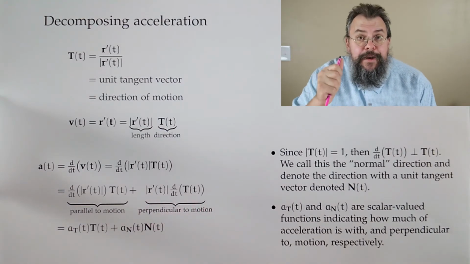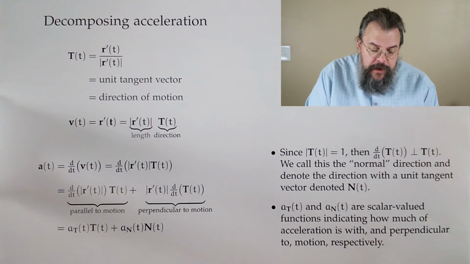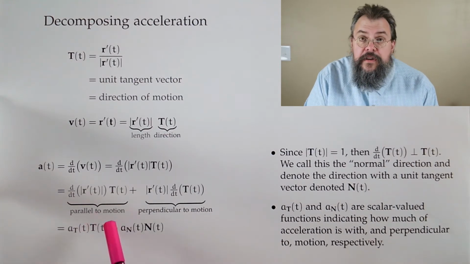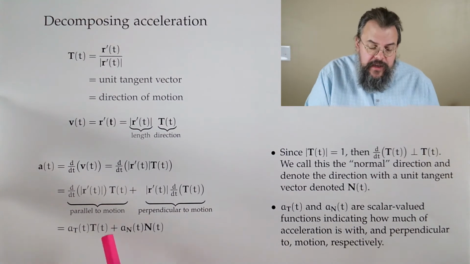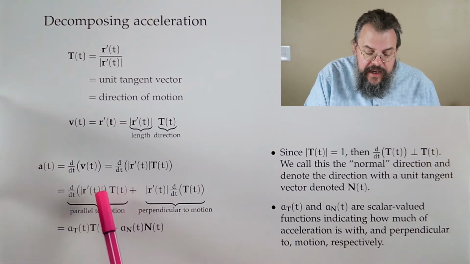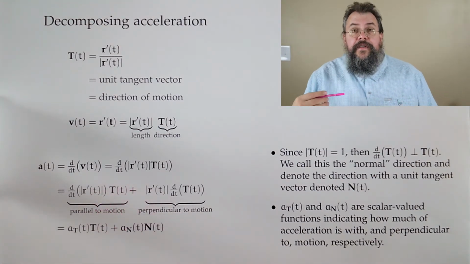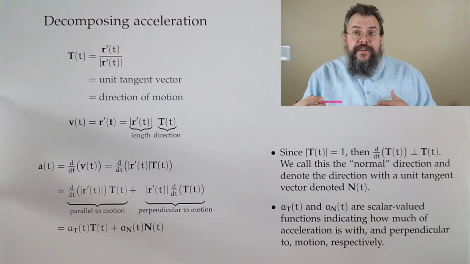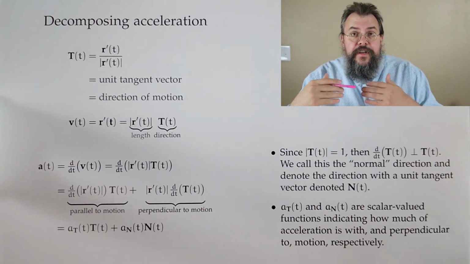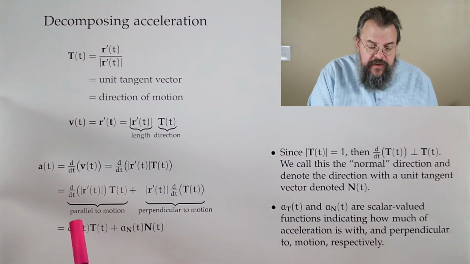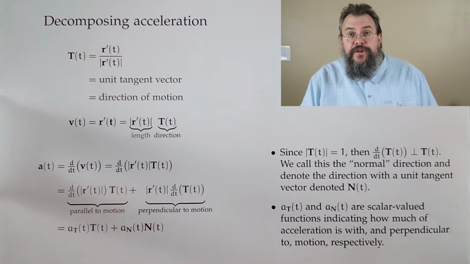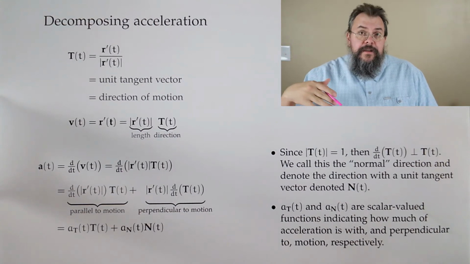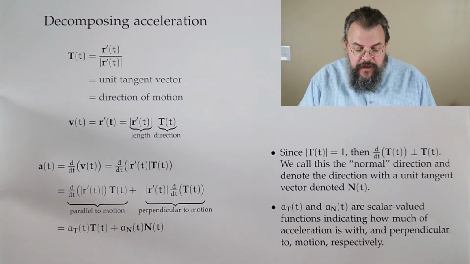Now there's a claim here. Well, one thing is this is parallel to motion. Well, yeah, it has to be, right? Because look at the direction. The direction is the tangent vector. So if the direction is the tangent vector, and the tangent vector is the direction of motion, then if I'm scaling it by this quantity, then it has to be parallel to motion. Because anytime I scale a vector, it's still parallel to what I started with.